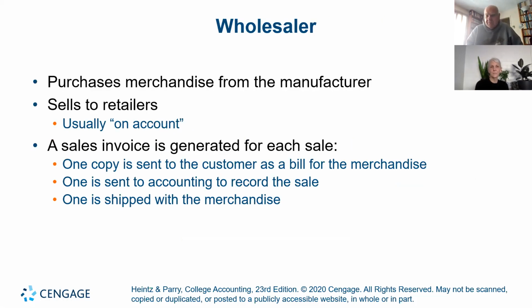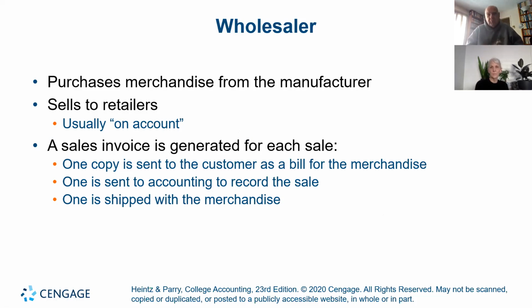The wholesaler is the middleman, huh? That's who provides merchandise to Macy's. That could be a big clothing company like Guess Jeans or somebody. And they sell on account for the most part, huh? On account means accounts payable. And they generate an invoice. They're talking about one copy goes to the customer, one goes to accounting. This is kind of basic, but still important.